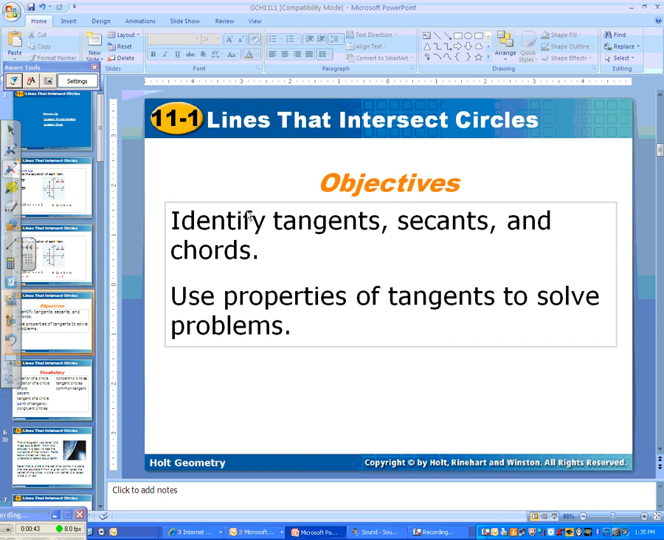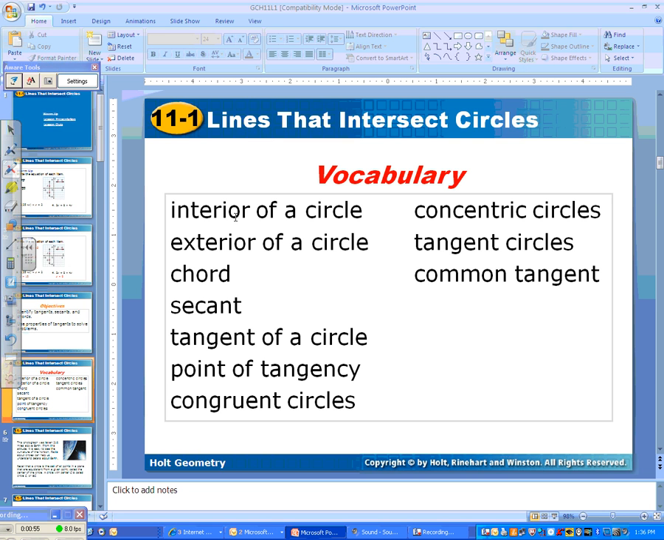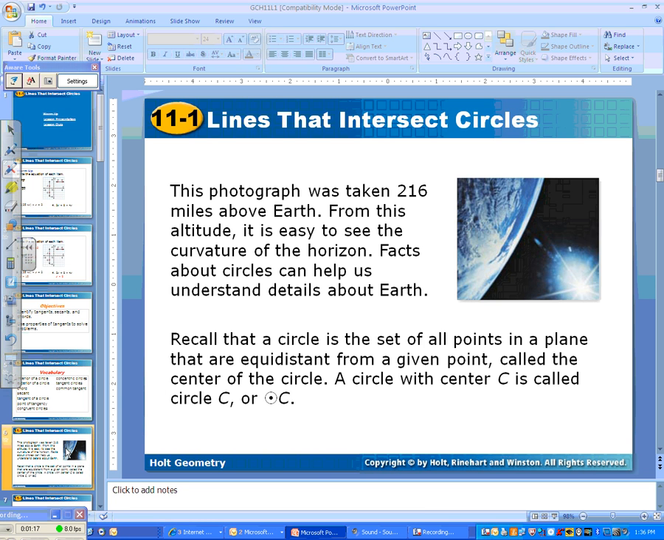Okay, but we're going to start off with identifying tangents, secants, and chords. These are all important vocabulary words about circles, and we're going to use properties of tangents to solve problems. So we have lots of vocab in this chapter. Interior of a circle, exterior of a circle, those are things you probably should know already. But chords, secants, tangents, point of tangency, that's all probably going to be new. Congruent circles, take a guess at what that means. And then concentric circles, tangent circles, and common tangent are all words you haven't seen yet. So you're going to learn them today.